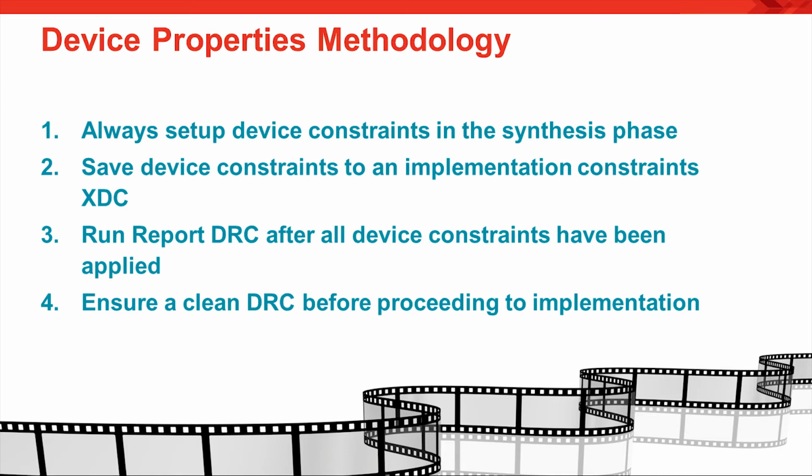Third, run report DRC after all device constraints have been applied. Always run report DRC before proceeding forward. Report DRC can usually identify any issues in the settings ahead of time, and running this step will save significant time. Fourth, ensure a clean DRC before proceeding to implementation. Before moving to the implementation phase, the DRC should be completely clean, or bitstream generation will not complete.